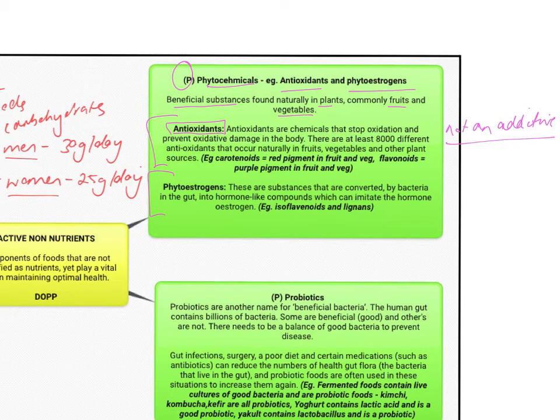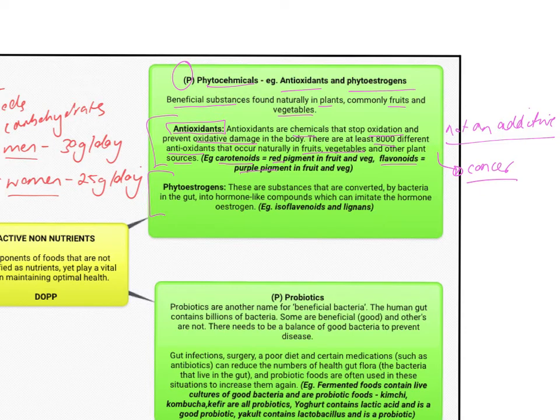But in this instance, from a health perspective, antioxidants are the chemicals that prevent the oxidation and the oxidative damage in the body. There's at least 8,000 different types of antioxidants that occur naturally in fruits and vegetables and other plant sources. And what they do is they prevent lifestyle diseases and they prevent other conditions like cancer. So carotenoids are an example of an antioxidant. Carotenoids are the red pigment in fruits and vegetables. Flavonoids are another example, and flavonoids are the purple pigment in fruits and vegetables.